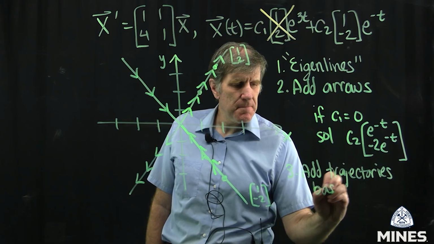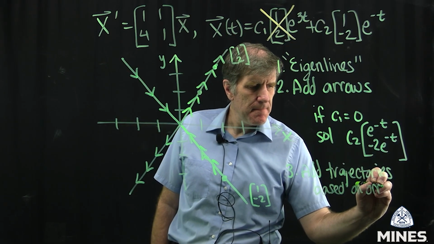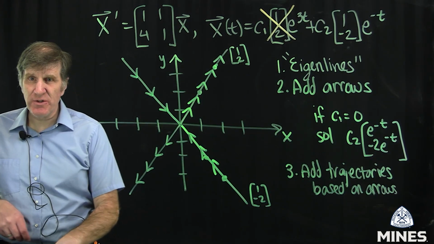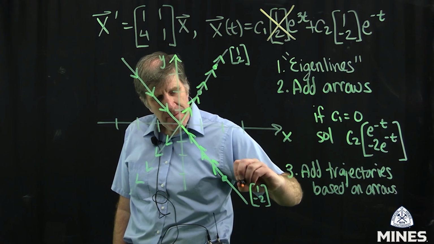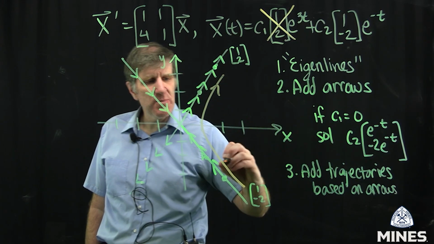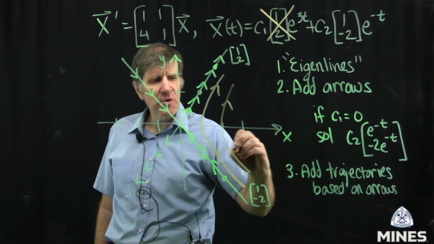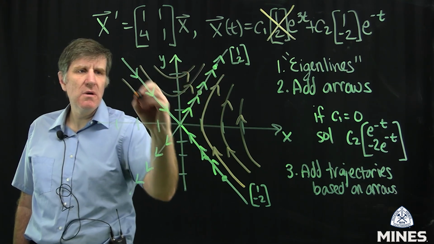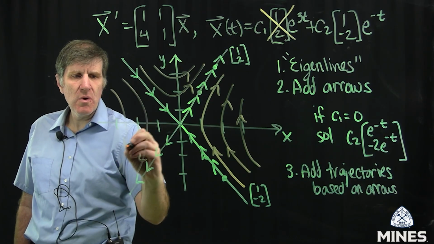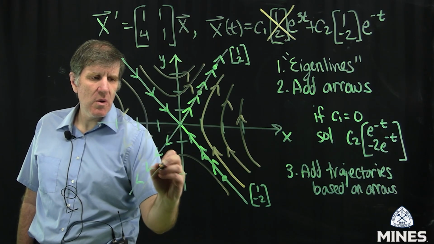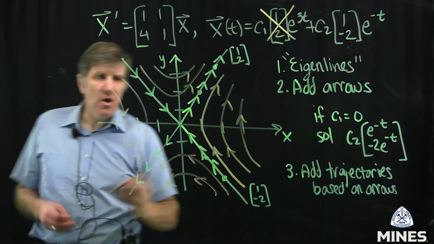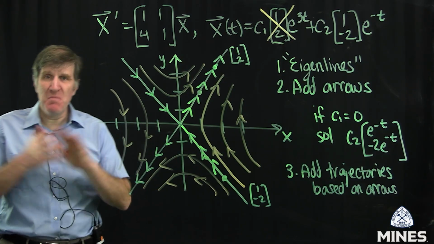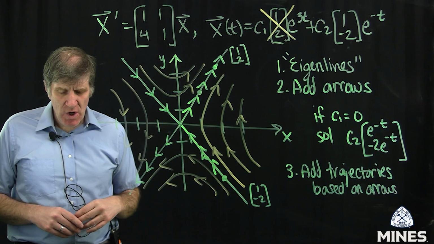So we've added the arrows to our eigenlines, and then step 3 is to add other trajectories based on the arrows. So based on the arrows, we just fill in now with some other trajectories. That's maybe the least precise part of this process. I just draw some curves that fit the same arrows. And these are the solution trajectories for our phase portrait. I now have a rough sketch of the phase portrait. Maybe not as good as a computer would do, but it does tell me what's going on.